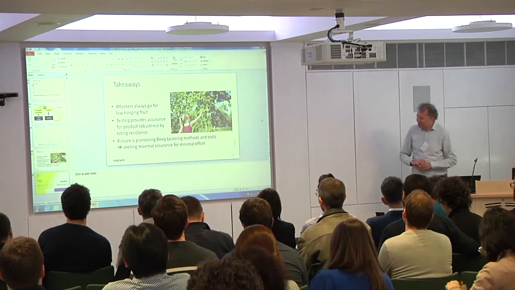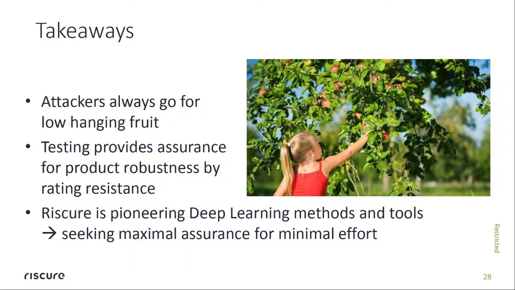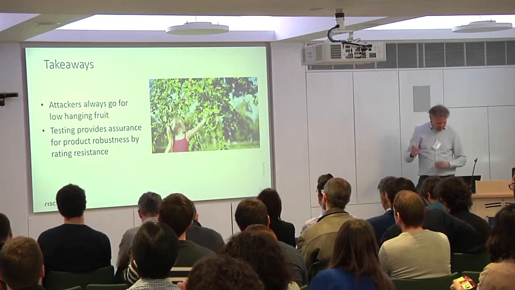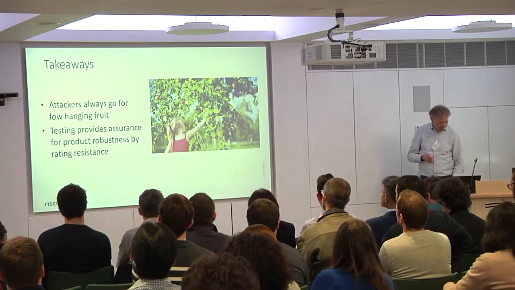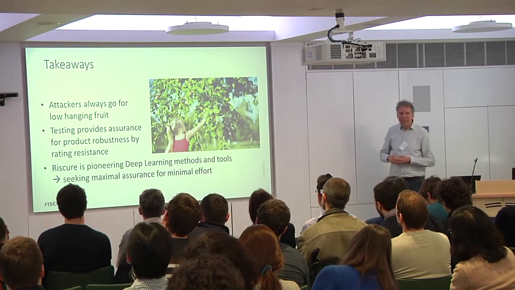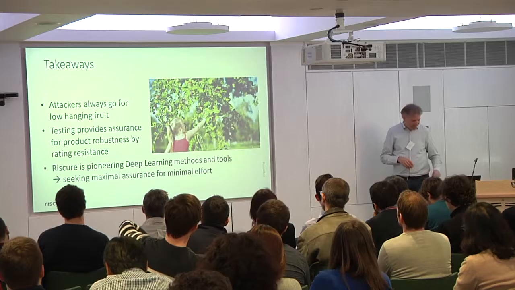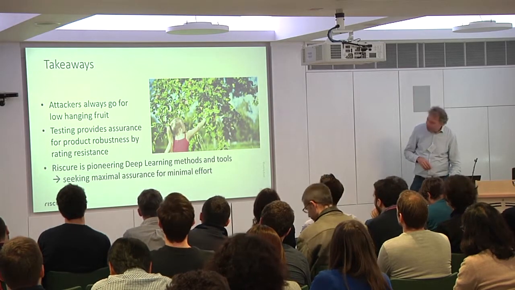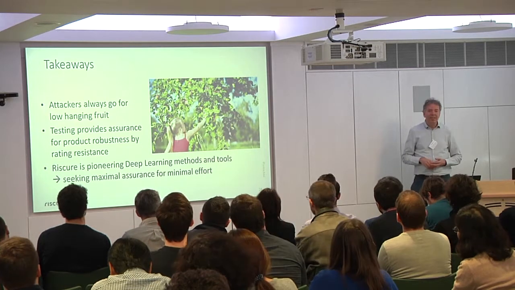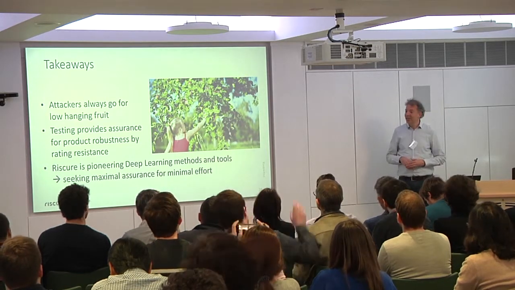Okay, I'm arriving at my takeaways here. Attackers always go for the low-hanging fruits. As a lab, we try to provide assurance for product robustness by rating the resistance, so we should be able to measure it. Here we are pioneering deep learning methods and tools to seek maximal assurance for minimal effort. And that concludes my presentation. If you guys have questions?